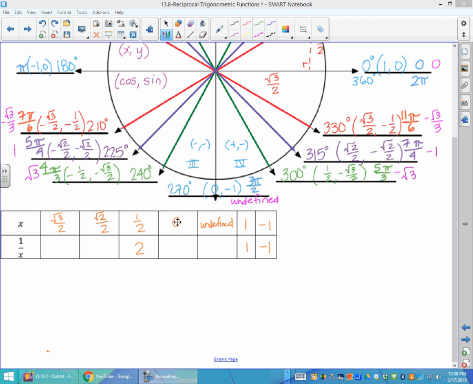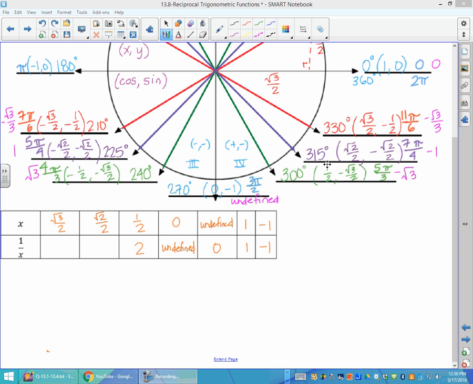Now, these two, it's technically not the reciprocal, but the point of it is if I take 1 over this number, 1 over 0 is going to give me undefined. And 1 over undefined isn't really equal to 0, but what's happening is if I do y over x, then I get undefined. But if I do x over y, then I'm going to get 0. So you need to know that these two are what we call the reciprocals for the purpose of our reciprocal trig functions.